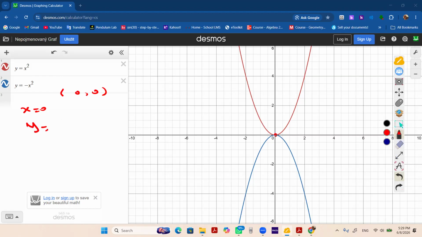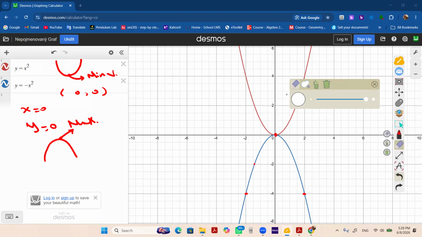The value of y here is called what? It's called maximum value, because all the values of y in this quadratic function are less than 0. So y equals 0 is called what? Maximum value of the function. When the parabola is downward, this point is called maximum. When the parabola is upward, this point is called minimum value of the function. Okay? You understand it? Yeah.